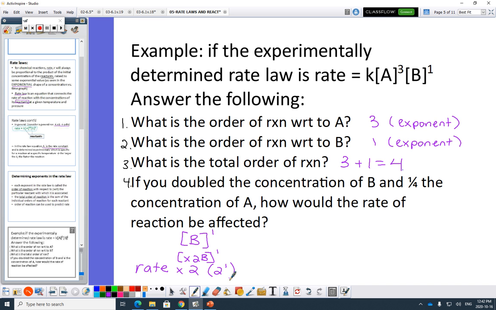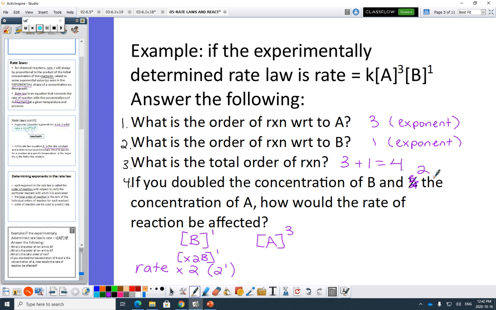When you do A, what's A's exponent? 3. So no longer a linear change. So whether you increase it or decrease it, this is going to have a much bigger impact on the rate than this because of the exponent. So here, you know what? Let's do this. We'll make it doubled for a second, okay?